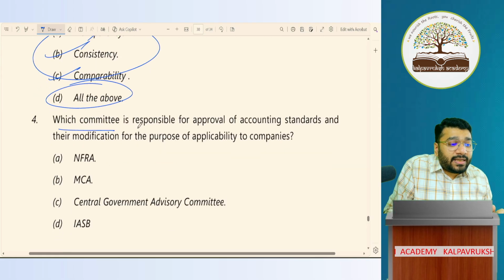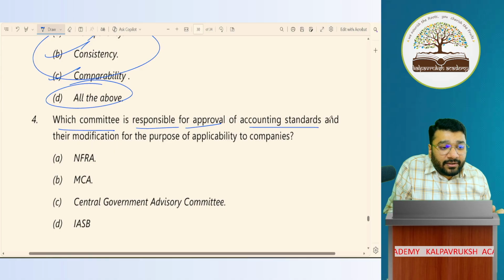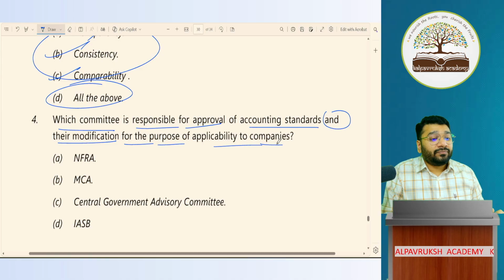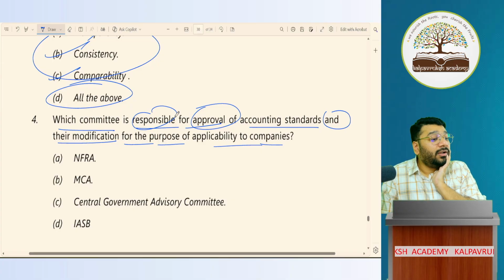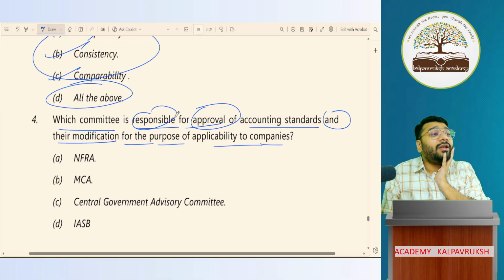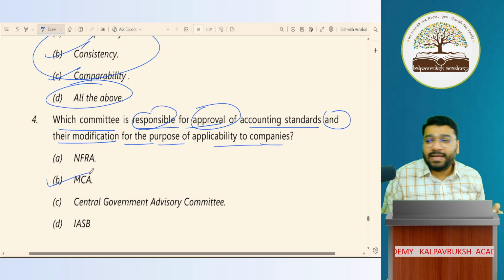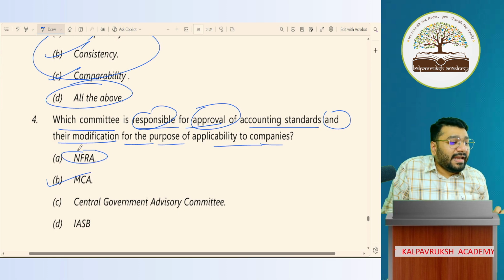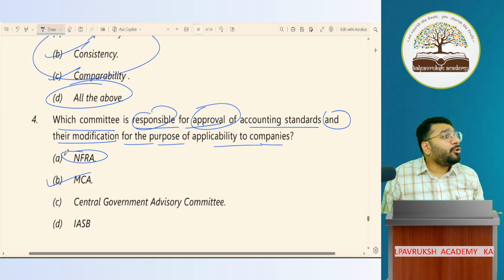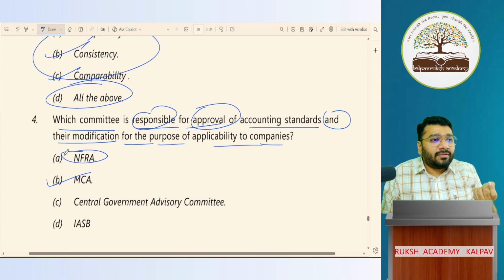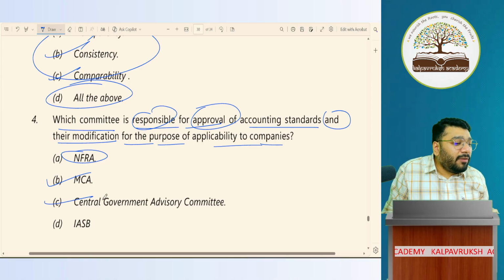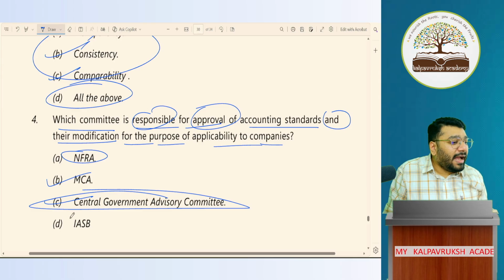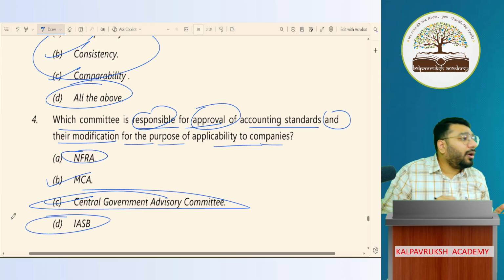Which committee is responsible for approval of accounting standard and their modification for the purpose of applicability to company? Who is responsible for approving the accounting standard? Approving means what? Notifying. Who can? MCA is the right answer. Any problem? NFRA, can they approve? They can only give opinion when being consulted by MCA. Central Government Advisory Committee is not involved here. IASB is not involved here. Got it? Not got it?